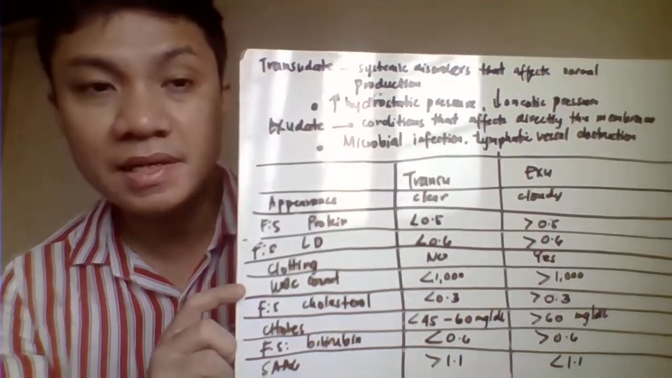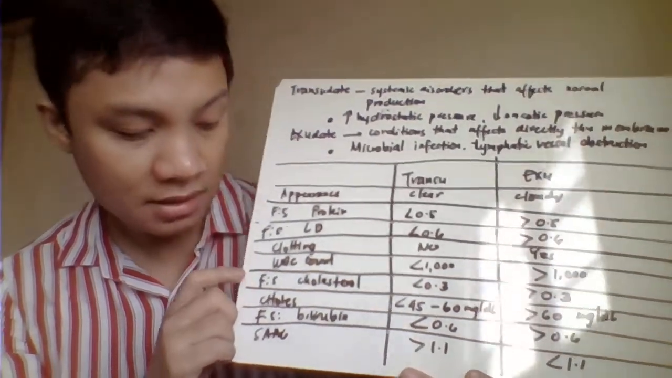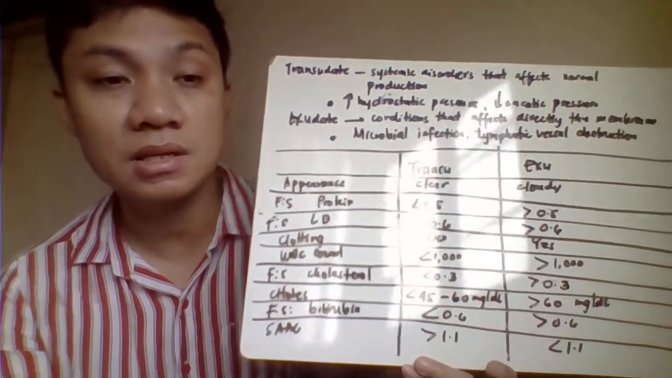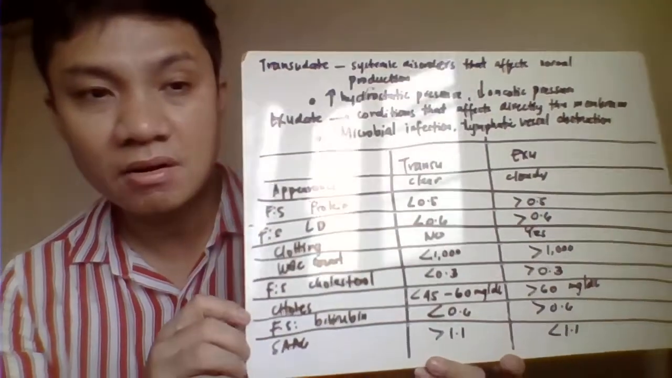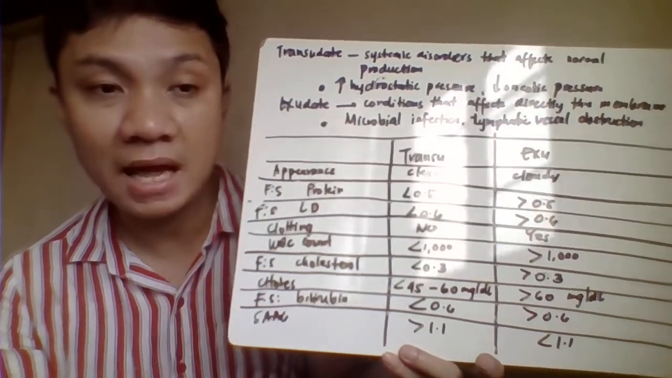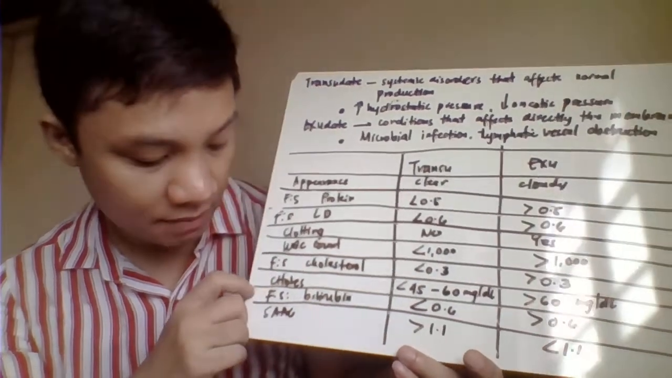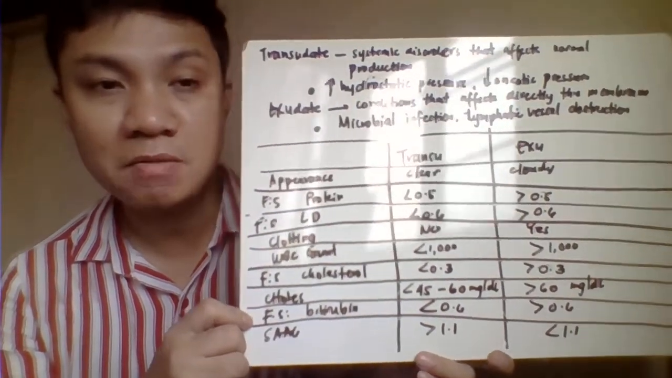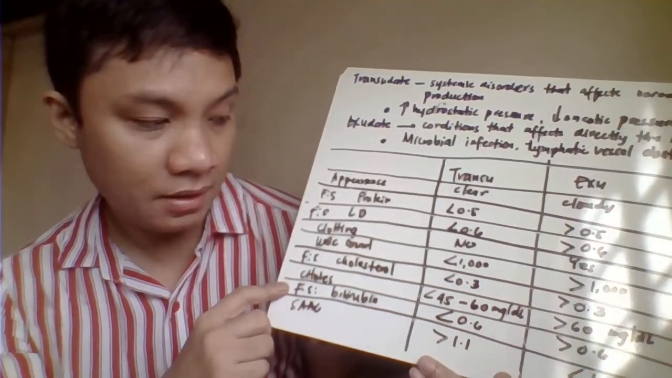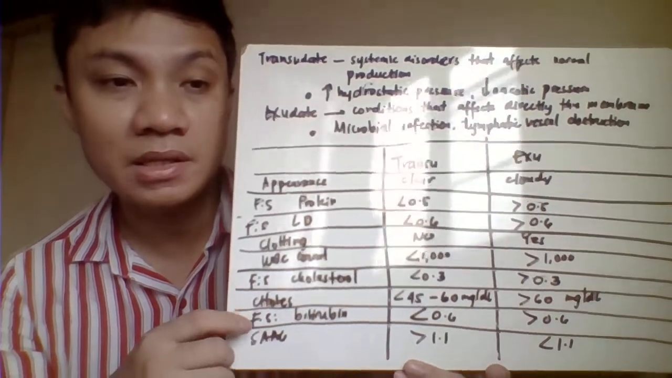Another one, WBC count. The cutoff is 1,000; less than 1,000 is transudate. Then the fluid serum ratio of your cholesterol: the cutoff is 0.3, and less than 0.3 is your transudate. Cholesterol concentration is 45 to 60 mg per dL; more than 60 mg per dL, we already consider as your exudate. Then the fluid serum bilirubin ratio: the cutoff is 0.6, and less than 0.6 we consider transudate.